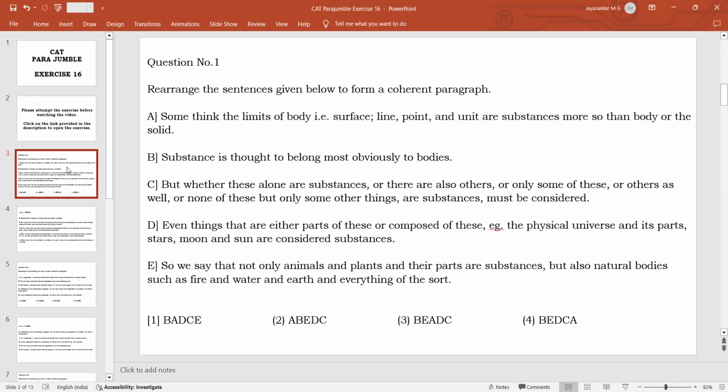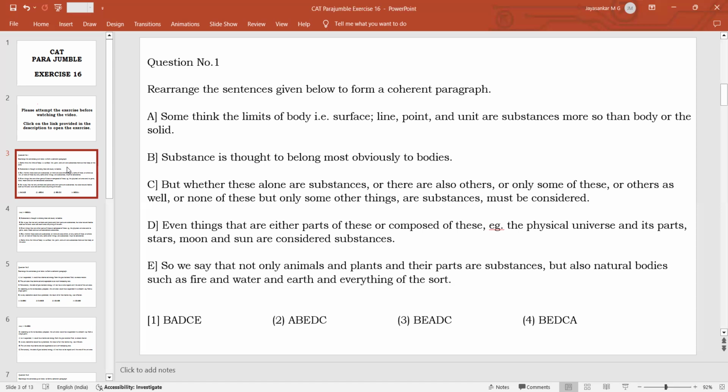The basic idea for all para jumble questions is to understand the essential idea given in the sentences, then try to form the logic between the sentences. If you are able to do that, you can easily crack any para jumble question without too much of a problem, because the sentences themselves will give certain clues regarding the connection between them. So your task is to find the clues so that you can connect the sentences.